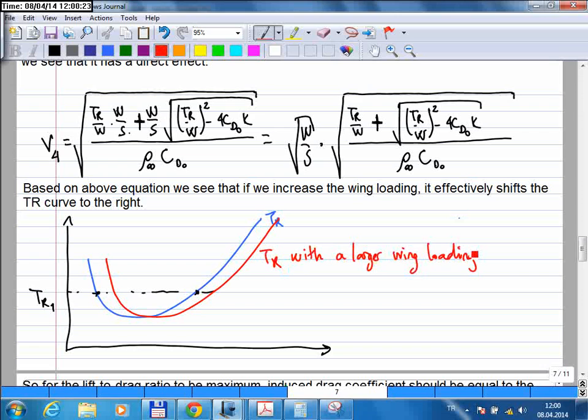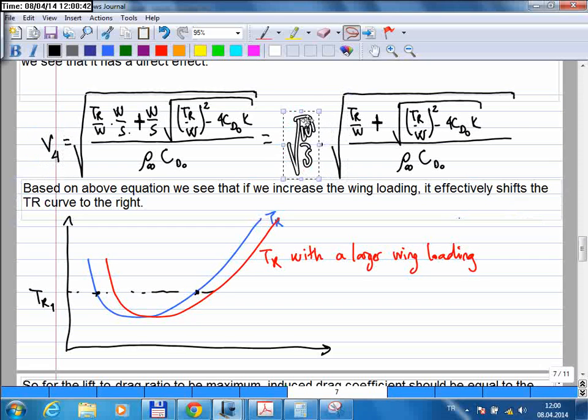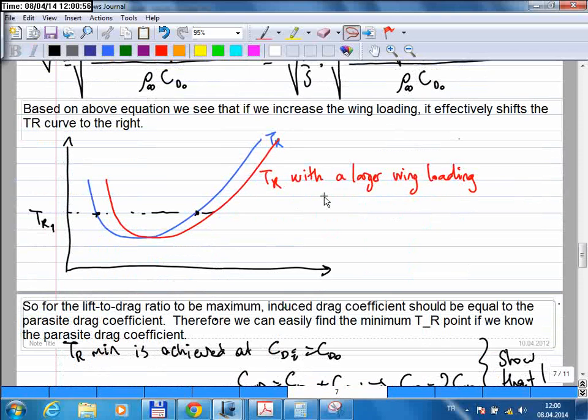So if I take this aircraft and increase its wing loading, then from here you will see that the two solutions, when you intersect that with a constant required thrust value, will be obtained at a greater value, because you multiply this solution with a greater value due to a greater wing loading. That means this thrust required curve will be shifted towards the right. So effectively your aircraft will be able to fly faster with the same amount of thrust force. Do you see that?